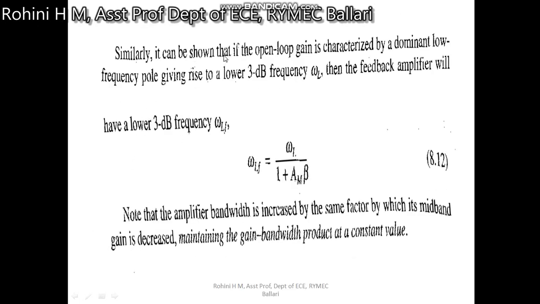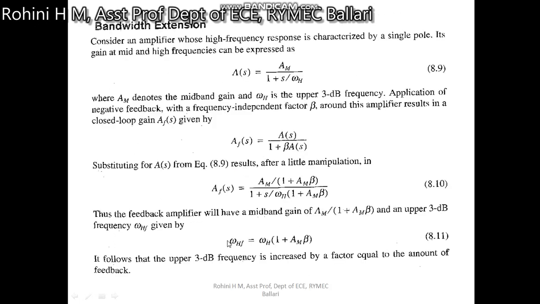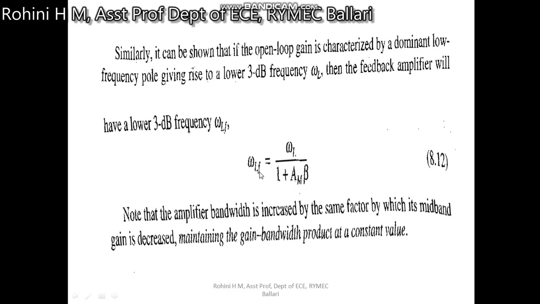So similarly, if the open loop gain is characterized by a dominant low frequency pole, then we can prove that. Here we have derived the upper 3 dB frequency, omega HF, high frequency. Now if we derive it for the lower 3 dB frequency, omega LF is written as omega L divided by 1 plus AM into beta. So the amplifier bandwidth is increased by the same factor by which the midband gain is decreased, maintaining the gain bandwidth product as a constant value.